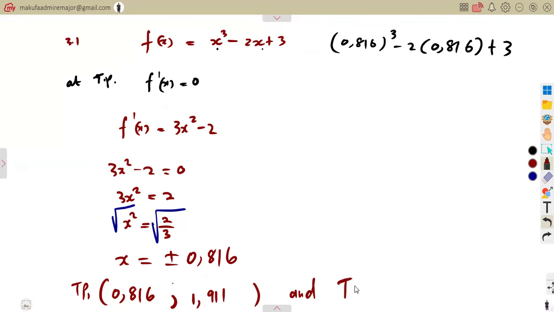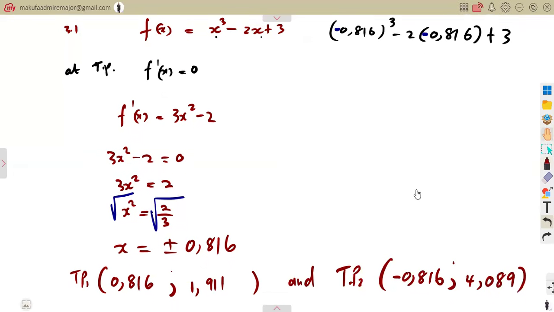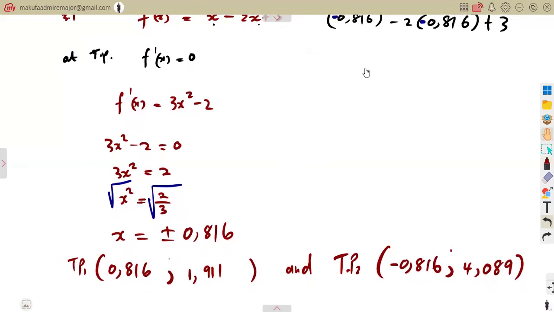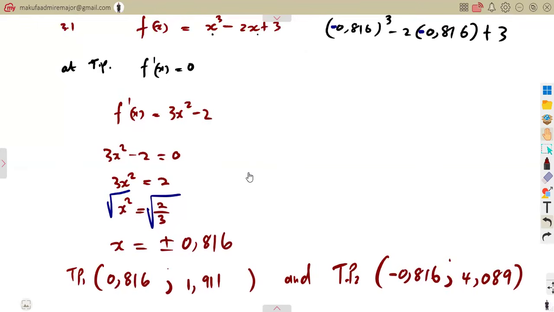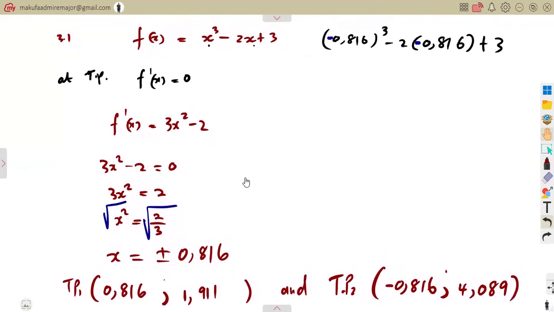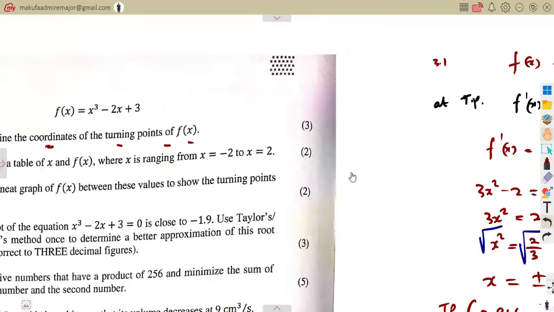And the second turning point, it's on a condition where this x now is a negative 0.816. So in place of this, I'm going to put a negative. So this time you are going to obtain 4.089. Okay, so that was our turning point concept. So the turning point concept is just a direct part that you are to consider. All right, let's see the other part.